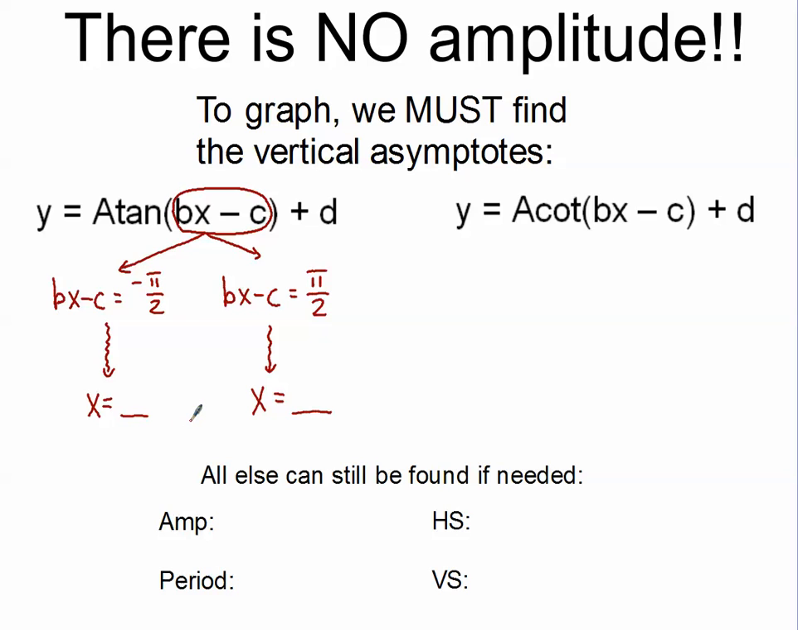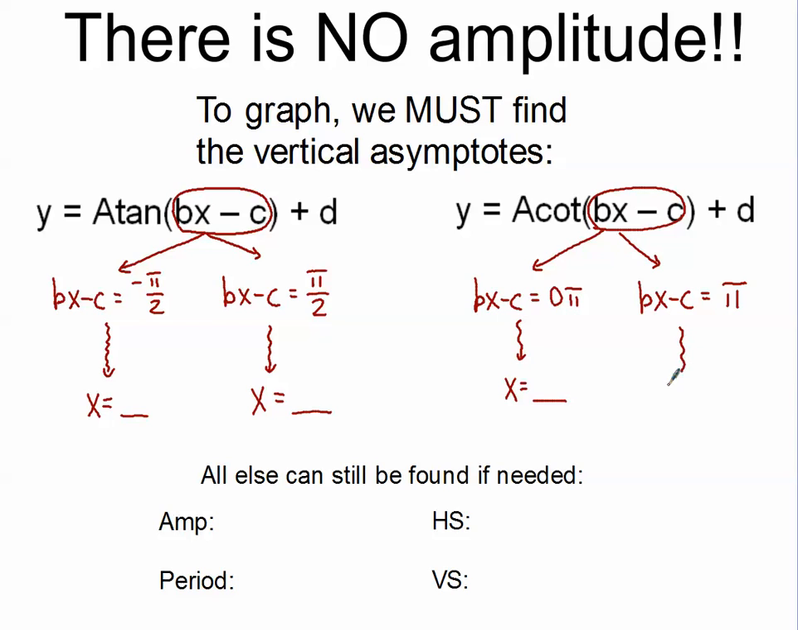So for cotangent, it's very similar, but it's a cotangent graph. So bx minus c is going to now be equal to 0 pi and equal to 1 pi. Those are the two original asymptotes for the cotangent graph. Again, we're going to solve for x, and we're going to get the two values that x now equal for the two new vertical asymptotes. That's how I like to graph them, or at least how to start them. I'll show you on the examples how to do that.